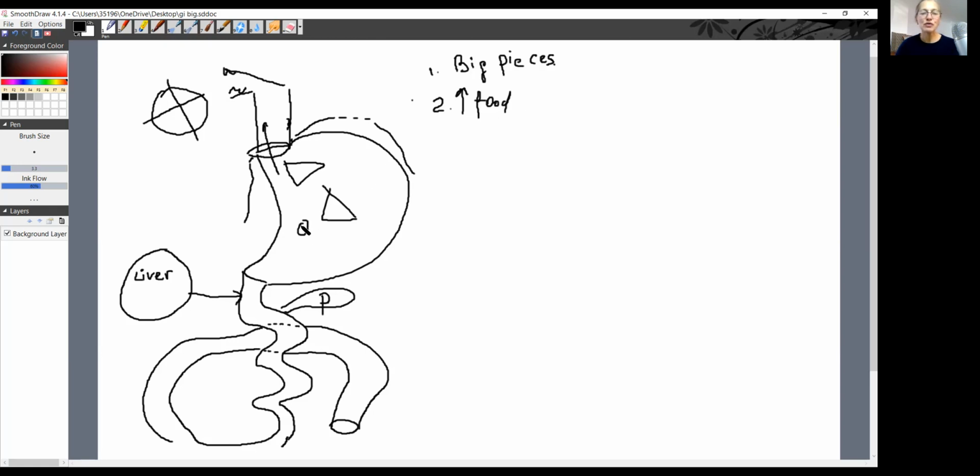Problem number 2, eating too much food. When you eat too much food, again, food drops here, stretches your stomach. That's one piece. The second piece stretches your stomach, and so you stretch the low esophageal sphincter. The second piece, when you eat too much food, means that you have to produce a lot of hydrochloric acid, HCl, in order to break down this food in the stomach. And many stomachs cannot produce too much.